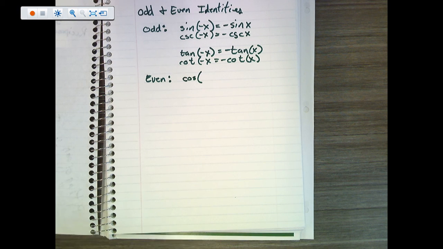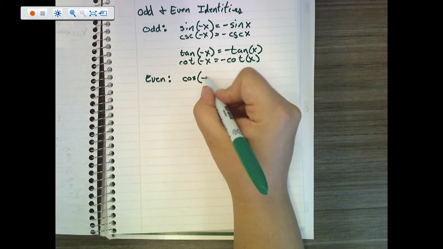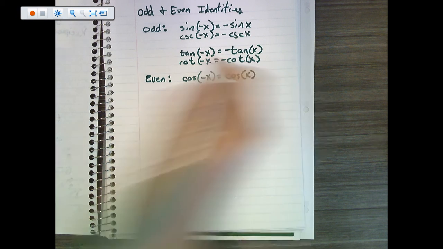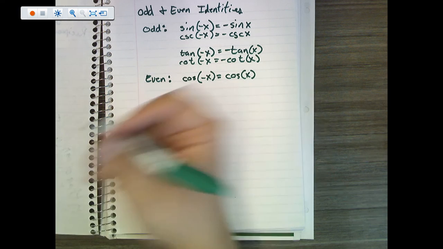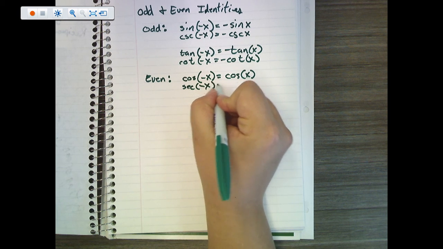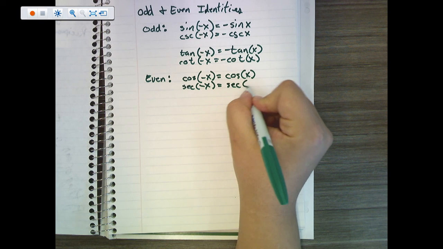Okay, so for the even two, if I have cosine of a negative x, it is just equal to positive cosine of x. Your other even one is secant of negative x is equal to positive secant of x.